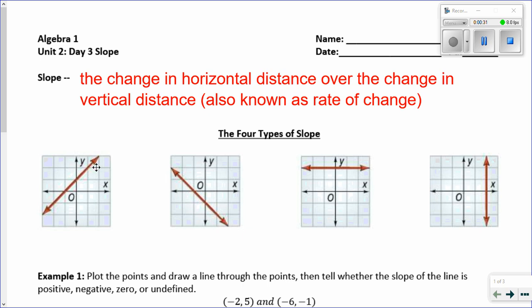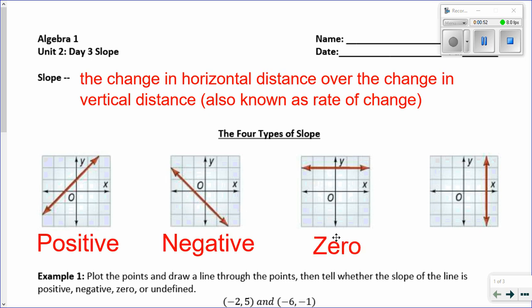Okay. There are 4 types of slopes. You have one that's going up, one that's going down, one that goes straight across, and one that goes straight down. Okay? And they have different names. So when it goes up, it's called a positive slope. When it goes down, it's a negative slope. When it goes straight across, it's a zero slope. And when it goes straight down like this, creating a vertical line, that has a slope that is undefined. Okay?